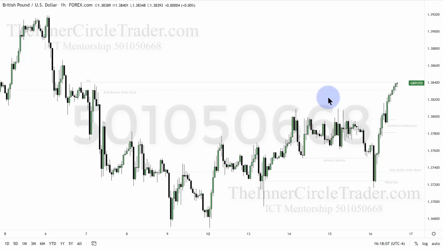While I didn't have the actual setup I was looking for, you can see that we did continue into the 15th, where it was still questionable as to what it was going to do. It was just really mixed. It wasn't offering a whole lot of opportunity one way or the other. Then finally we had a displacement. What did it do? It dove deep below the relative equal lows here for sell side liquidity and dug into that daily bullish order block.